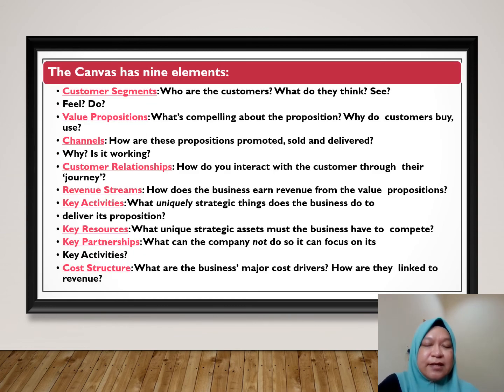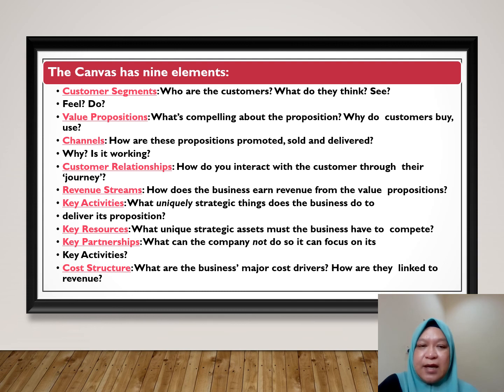So basically, this is the summary of the canvas with the 9 elements. For customer segments, you need to identify who the customers are. For value propositions, you need to list what is so special about your business, the reasons why the customer should buy from you. Channels is how you deliver your product. Customer relationship is how you interact with your customer. Revenue stream is how the business makes money or revenue.